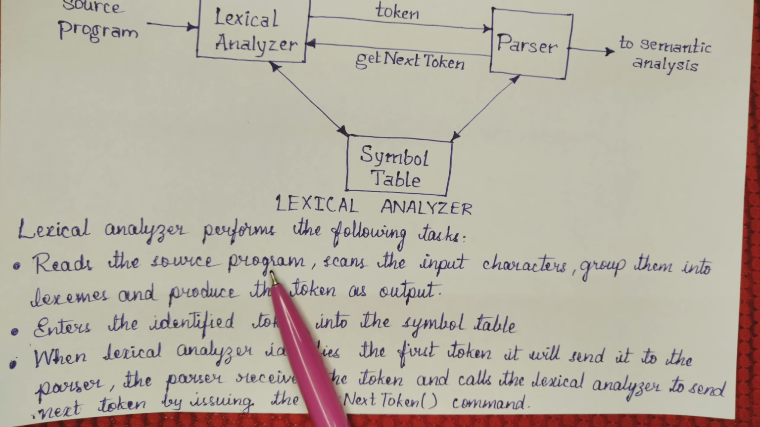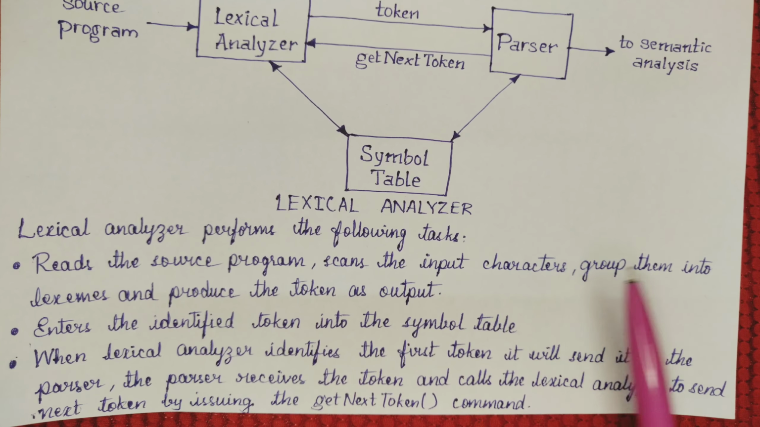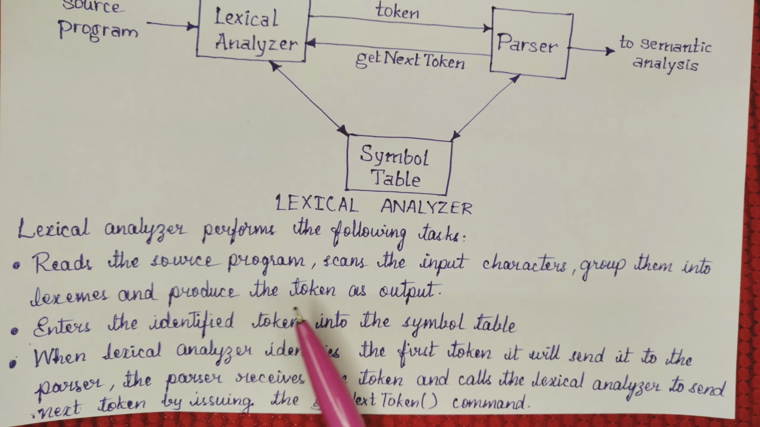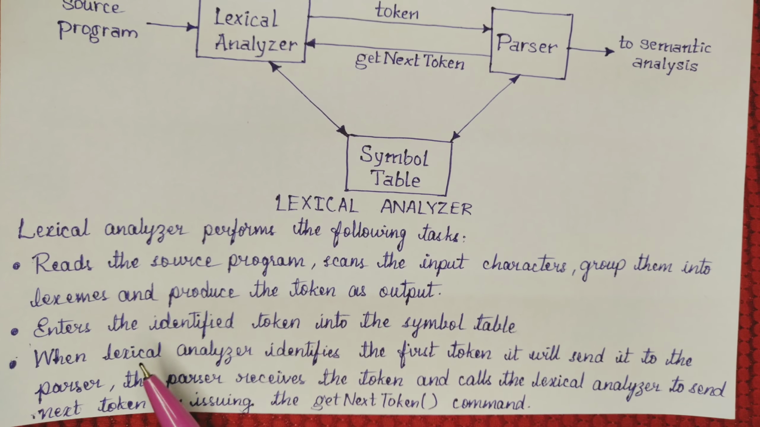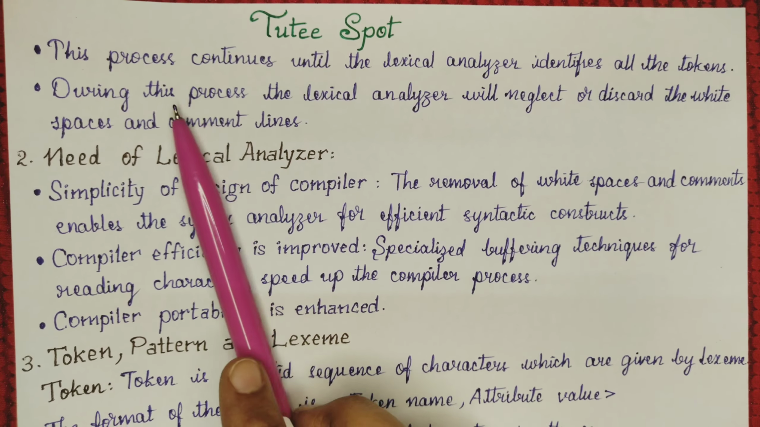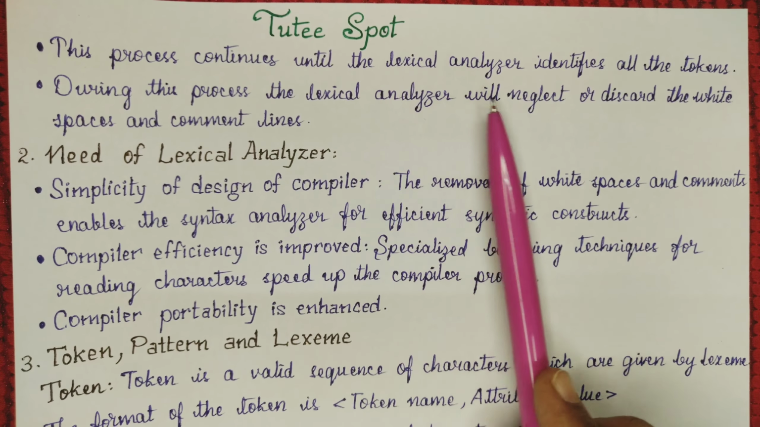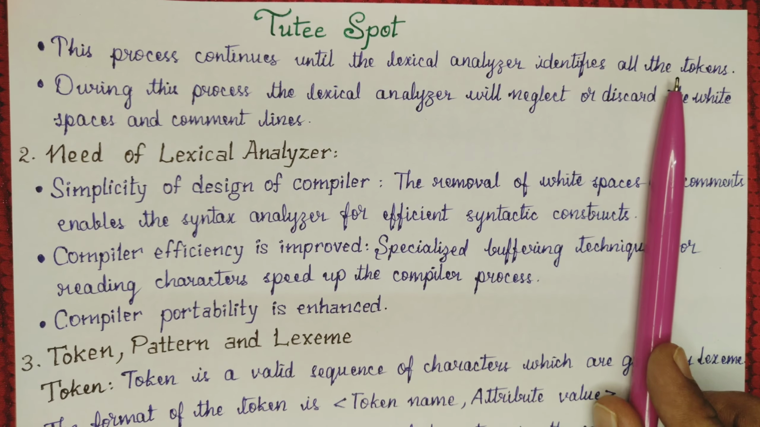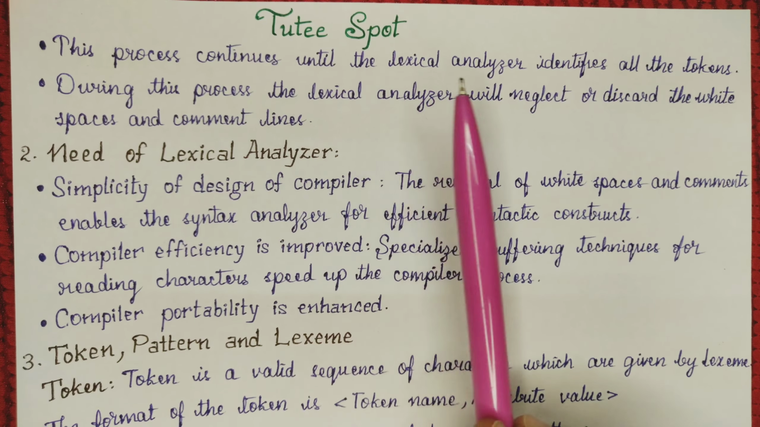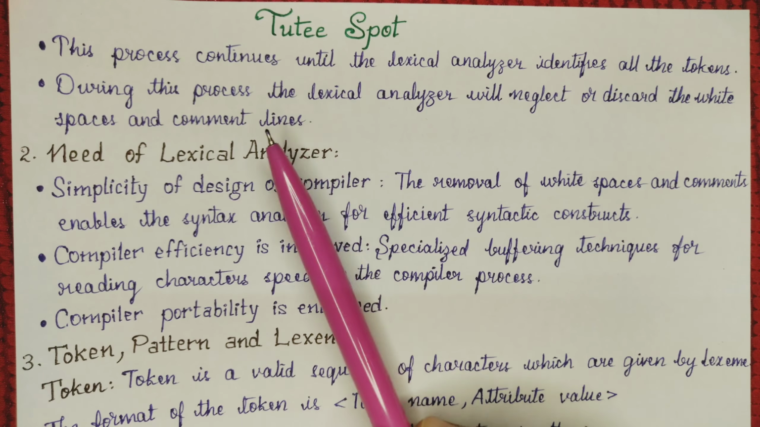Here we summarize the task performed by the lexical analyzer. It reads the source program, scans the input characters, groups them into lexemes and produces tokens as output. The identified tokens are sent into the symbol table. When the lexical analyzer identifies the first token, it is sent to the parser. The parser then receives the token and calls the lexical analyzer to send the next token. This process continues until the lexical analyzer identifies all the tokens. During this process, white spaces and comment lines are also discarded.